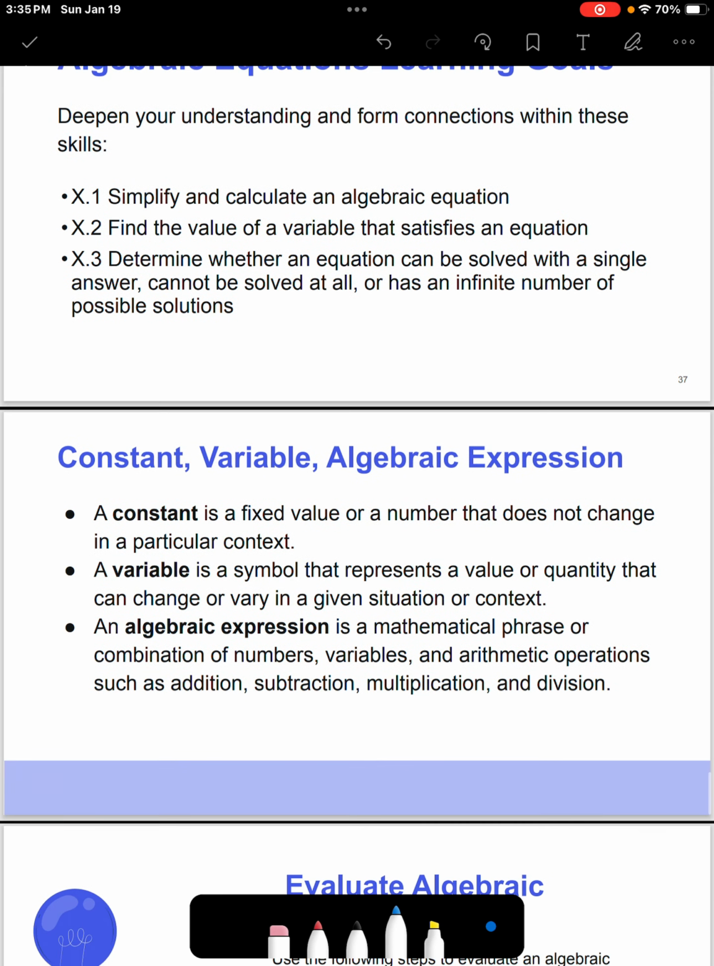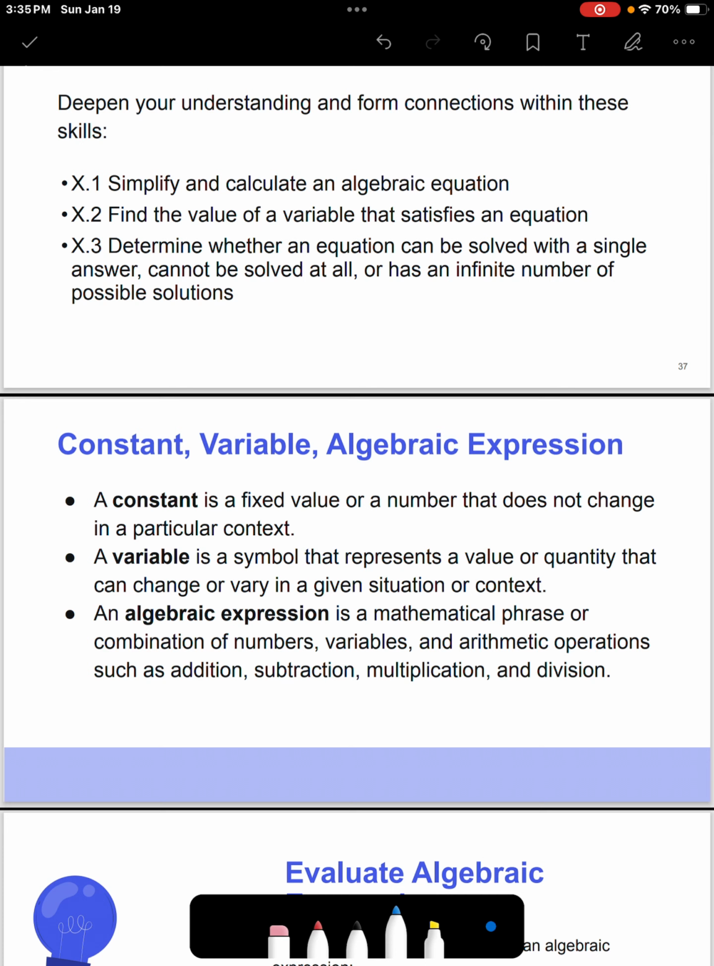So when we solve equations, there's some things we need to understand. A constant is a fixed value or a number that does not change. So a constant would be like 2. A variable is a symbol that represents a value or a quantity that can change or vary based on the situation. So that could be like x. x could be anything. An algebraic expression is a mathematical phrase or combination of numbers, variables, and arithmetic operations such as addition, subtraction, multiplication, division. So that would be like 2x squared plus y. Now in this case, remember, 2 is a constant, x is a variable, y is a variable, and the constant on the y is a 1.